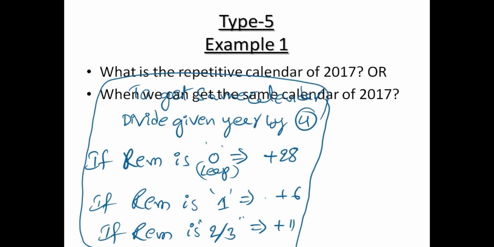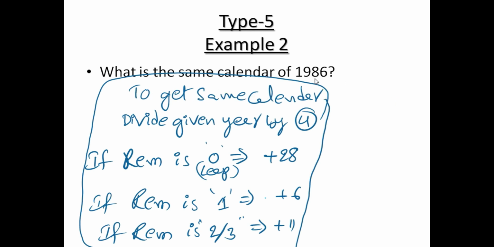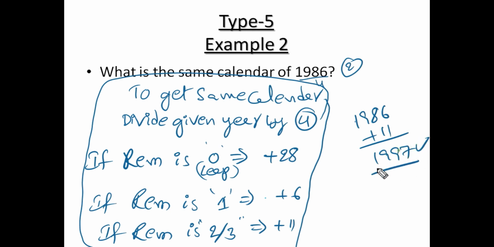If you see the next example, 1986. When you divide 1986 by 4, what is the remainder? 84 is divisible, remainder 2. If 2 is the remainder, add 11. So 1986 plus 11 is 1997. That's all.